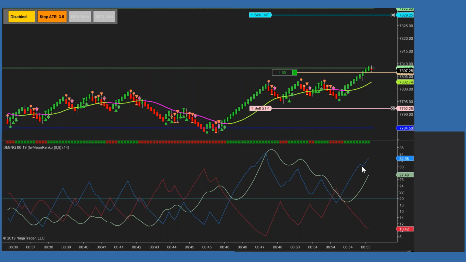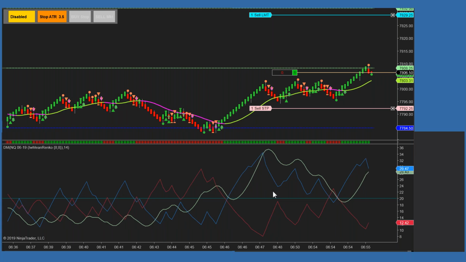Here was the cross and hold, or the little pullback hook. There may be another pullback and signal, because typically the pullback is a little bit more pronounced. There we go.